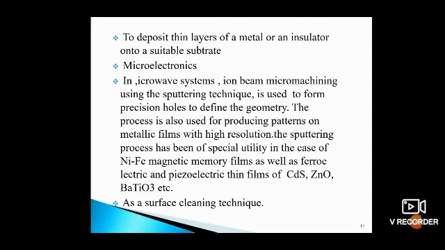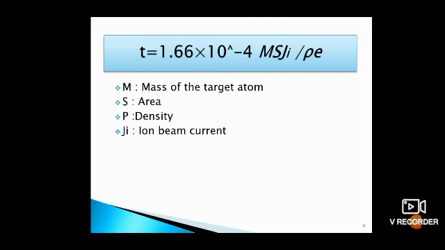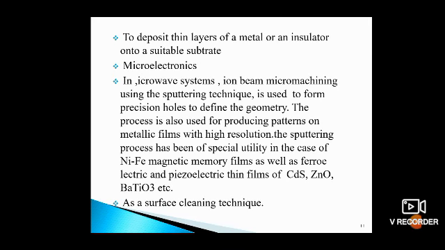An important application of the sputtering process is to deposit thin layers of metal or an insulator onto a suitable substrate. The rate of deposition can be easily calculated from the expression given. We have already discussed the expression, and by making simple assumptions about the location and the distance of the target to substrate.